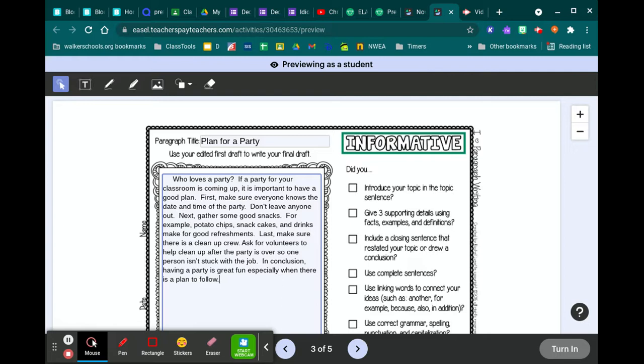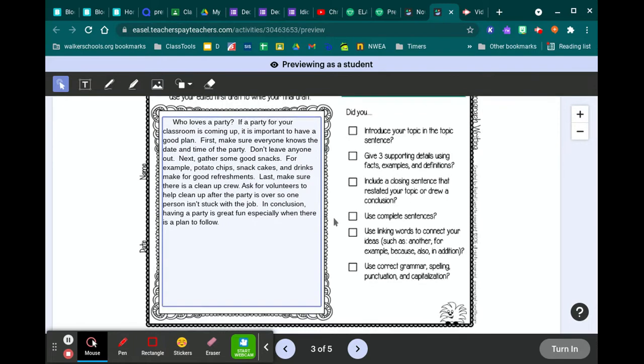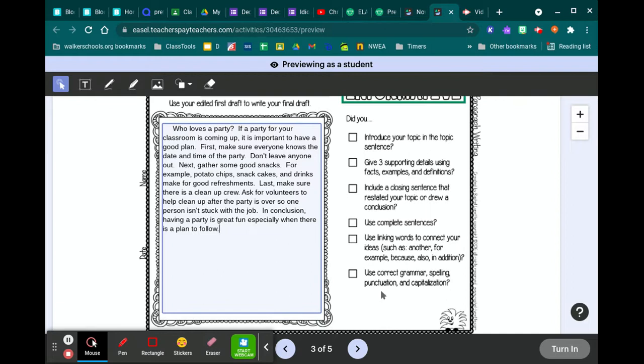Now I'm going to be analyzing, which means to look really closely at my paragraph to make sure I've included all the good things that make a paragraph strong. And I'm actually going to start at the very bottom of this checklist, right here where it says use correct grammar, spelling, punctuation, and capitalization. I'm going to go through first of all and make sure that I have all of my good things done. Do I have my paragraph indented? That's the first question I'm going to ask myself. Do I have an indentation?